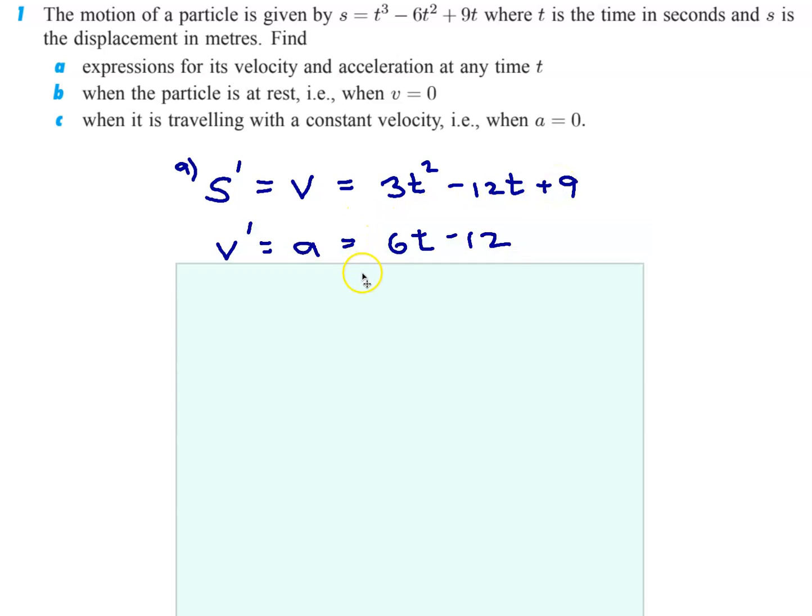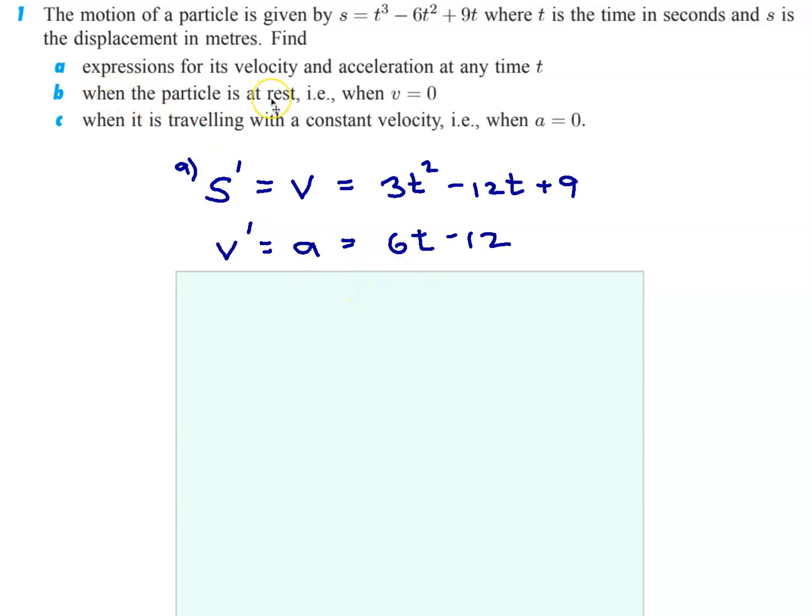And to get the expression for acceleration, we just find the derivative of velocity. So the derivative of 3t squared is 6t, and the derivative of minus 12t is minus 12. So that's the answer to part A.